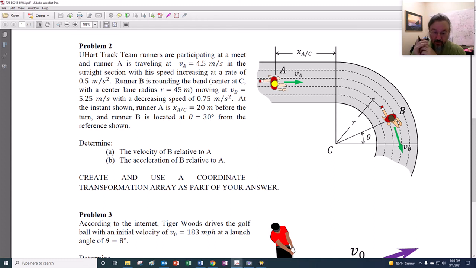Okay, continuing on with homework 4, here's problem 2, where we have the UHart track team. They have some runners that are participating in a meet.